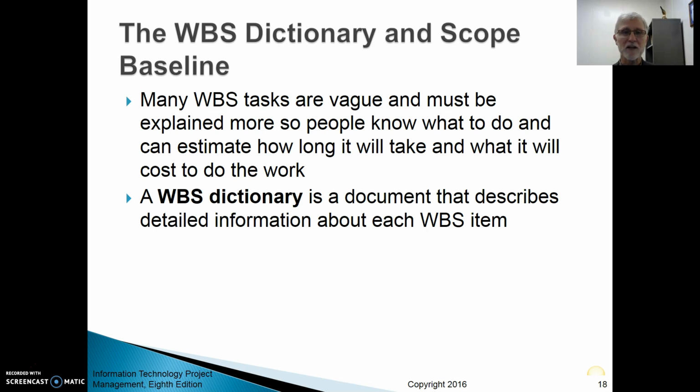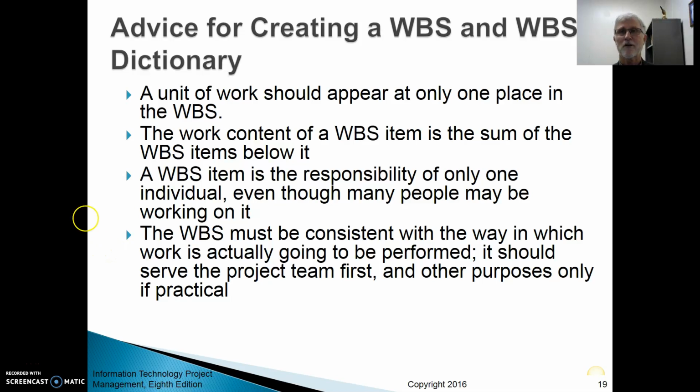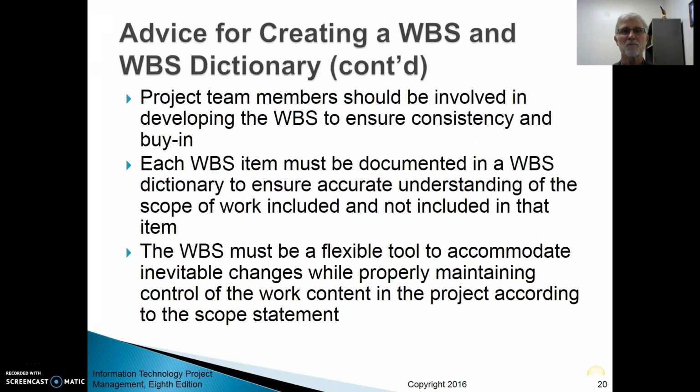So I need detailed information about each work breakdown structure item, and all of that gets stored into the dictionary. A unit of work should only appear in one place. It's the content, all the information about it: who's working on it, what the definition is, how long it's going to take. So it is the smallest piece in this.